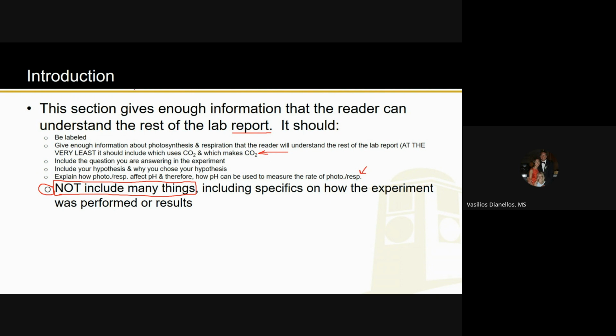Anyway, specifically to the introduction, again, don't include a lot of things. Don't include anything that shouldn't be there. In this case, some things that should not be there are specifics on how the experiment was performed. Yes, in this bullet point, you do say, we used pH to measure the rate of photosynthesis and respiration. Then you talk about the chemistry behind that. But you don't get specific and say, I put this one under this light at 5 centimeters, and I put this one at 10 centimeters, and I put this one at 15 centimeters, right?